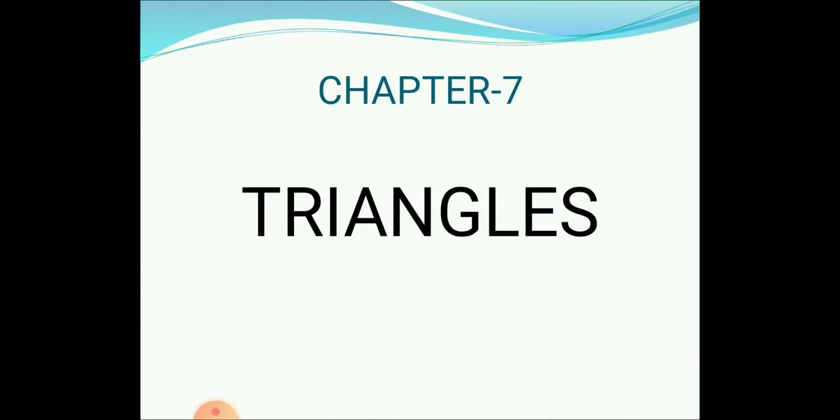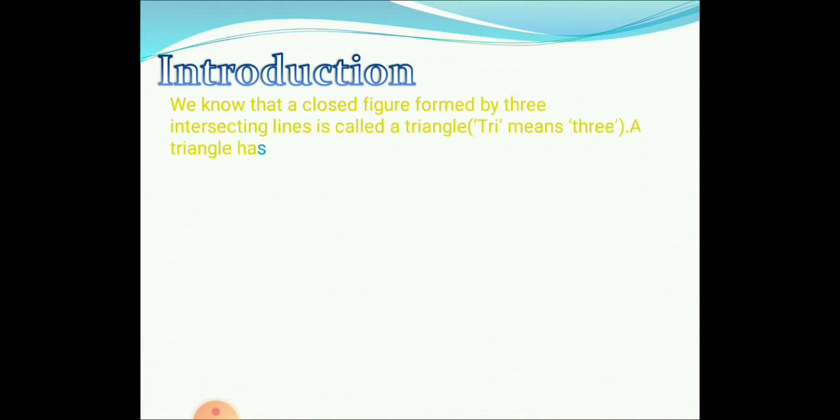Hello students, in this video we are going to start chapter 7, triangles. As we know that the name of the chapter is triangles, first I want to define what is a triangle. We know that a closed figure formed by three intersecting lines is called a triangle.